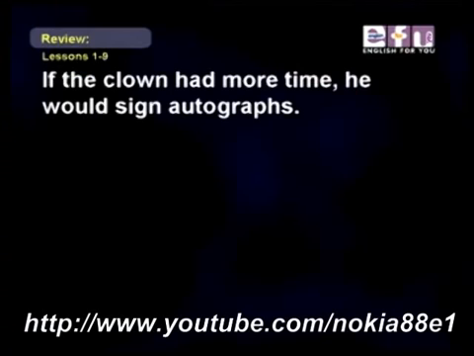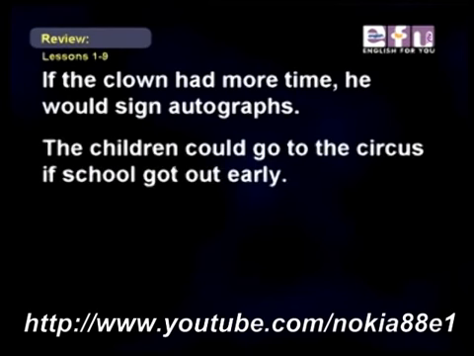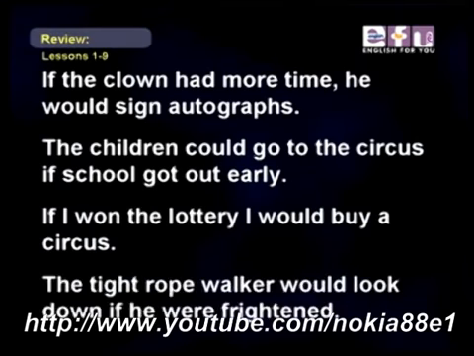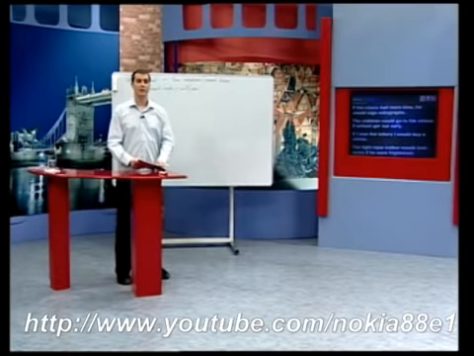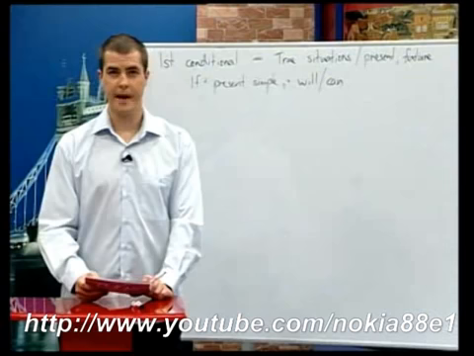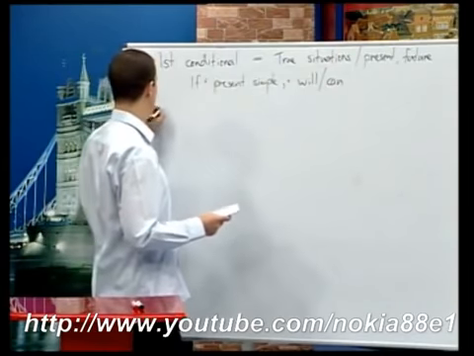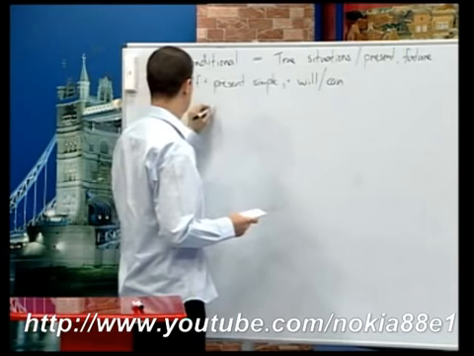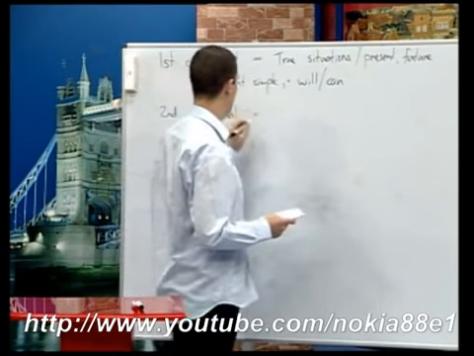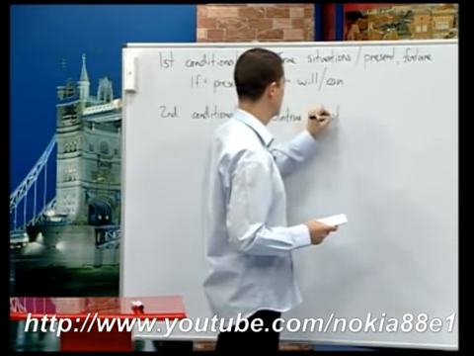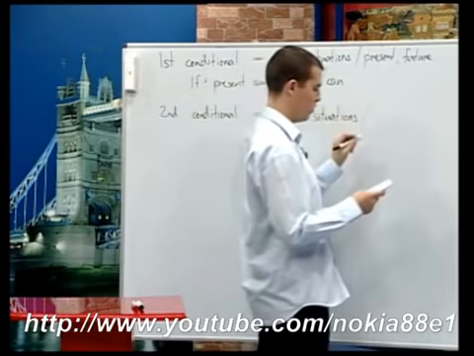If the clown had more time, he would sign autographs. The children could go to the circus if school got out early. If I won the lottery, I would buy a circus. The tightrope walker wouldn't look down if he were frightened. The second conditional is used for contrary to fact situations in the present or the future, or untrue situations. So second conditional, this is used for untrue situations in the present or the future.